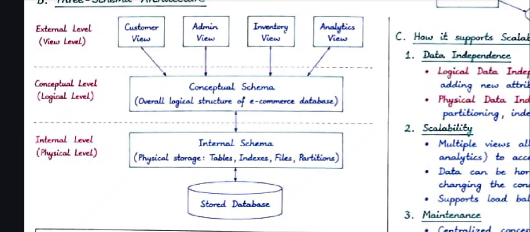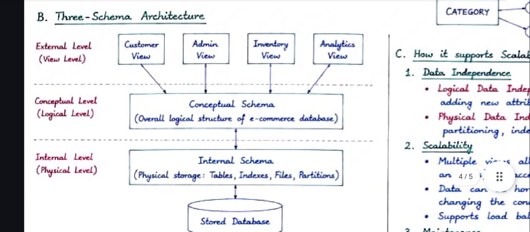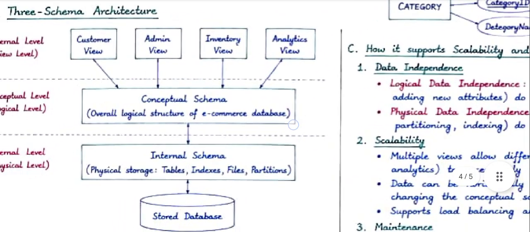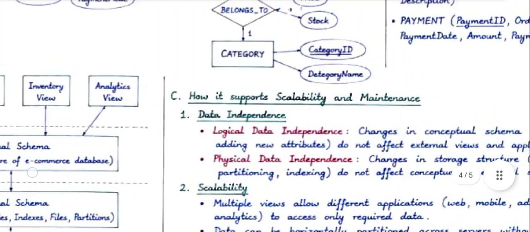Internal schema: physical storage, tables, indexes, files, partitions. Conceptual schema: overall logical structure of the e-commerce database. Then the external level contains customer view, admin view, inventory view, analytics view, like this.